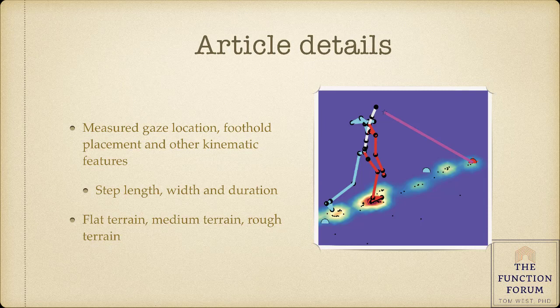And they did this in three conditions. Again, a flat terrain condition, which was a walking path that was kind of ground, gravel, very, very flat, not really any obstacles. Medium terrain that had some rocks and some minor obstacles to get around. And then rough terrain that was a dry creek bed where people would be wanting to place their feet kind of on the larger, flatter rocks and so on.